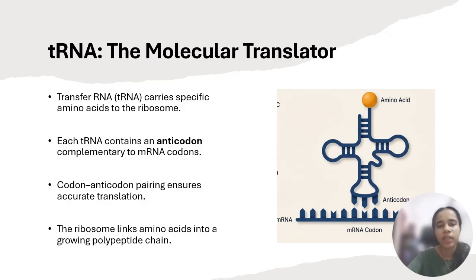The ribosome then links these amino acids together. It forms a growing polypeptide chain. In this way, the tRNA acts as a molecular translator, converting genetic information into a functional protein.